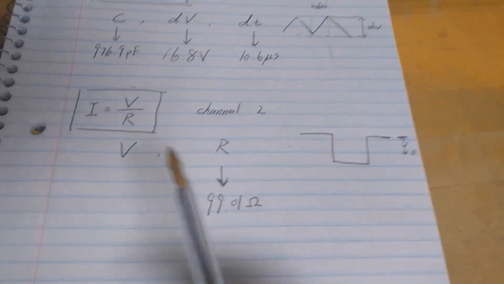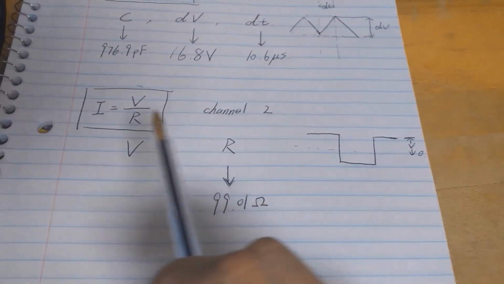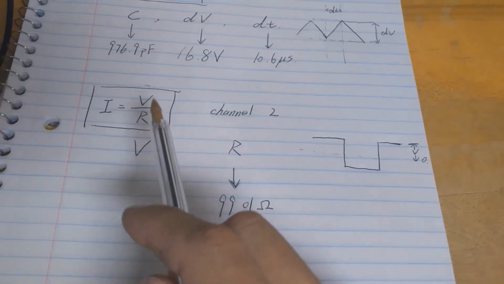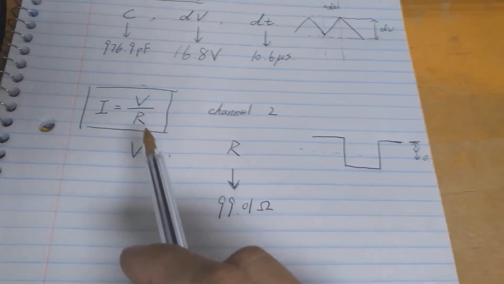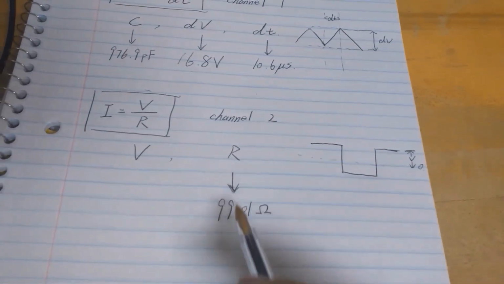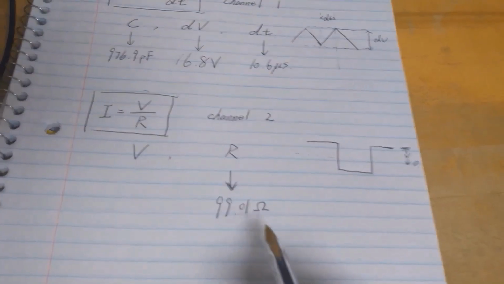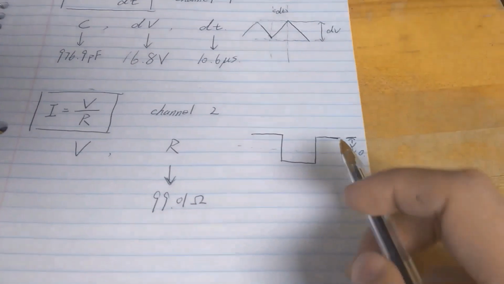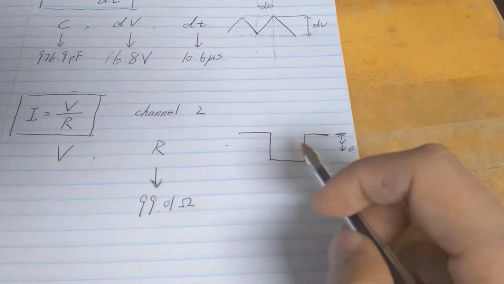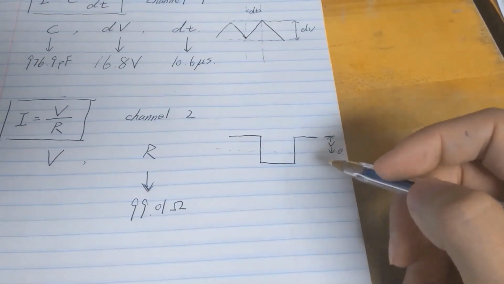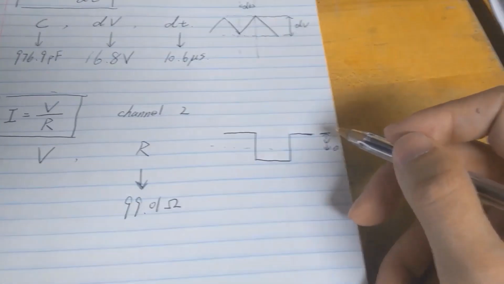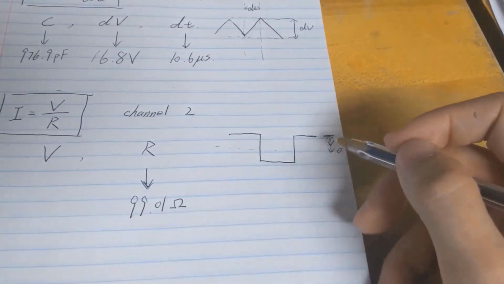For channel 2, because channel 2 is measuring the voltage across the resistor, to get the current, we just simply use Ohm's law, V divided by R. We already measured R. In this case, it's 99.01 ohms, and we need to measure V here. Because our voltage is an AC voltage, to measure the V, we only want the 0 to peak voltage. So instead of peak to peak, we want 0 to peak.